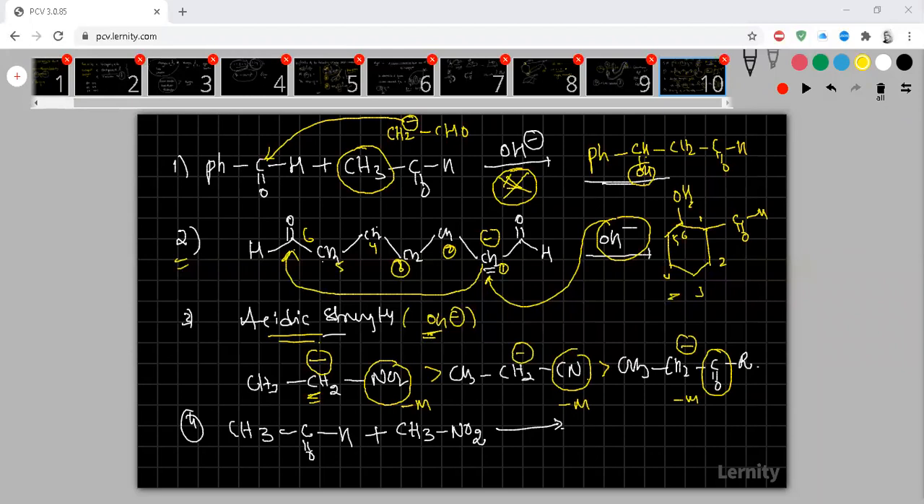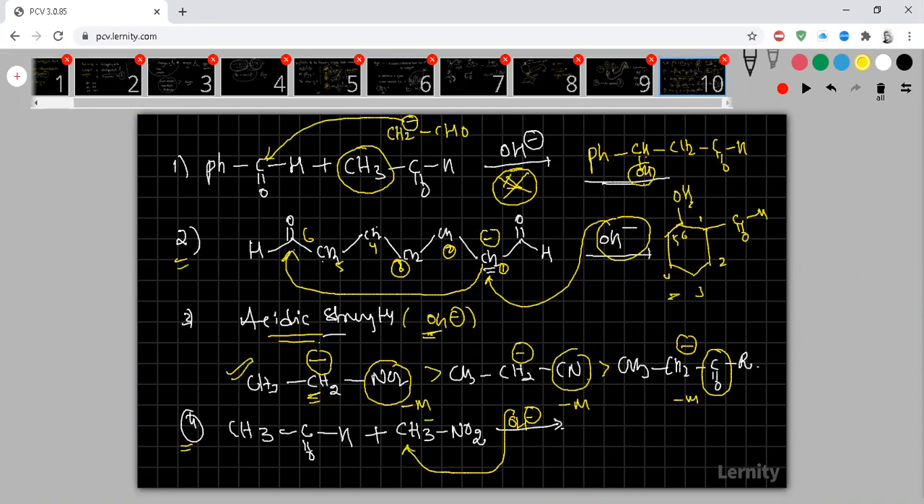Now let's look at the fourth question. CH3CHO plus CH3NO2. In these two, you may be confused because I didn't give the reagent, that is OH minus. So which hydrogen is easily taken? The hydrogen which is more acidic is taken first. So this is more acidic. That's why I have given this question.